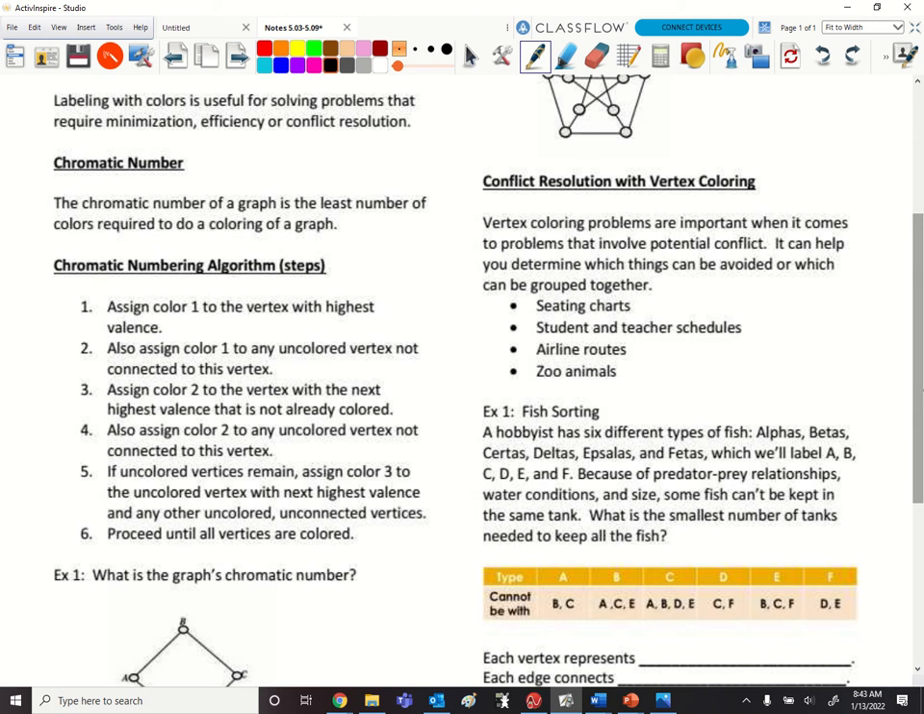So, chromatic numbering algorithm, the steps. Assign color 1 to the vertex with the highest valence. Now, what does valence mean?